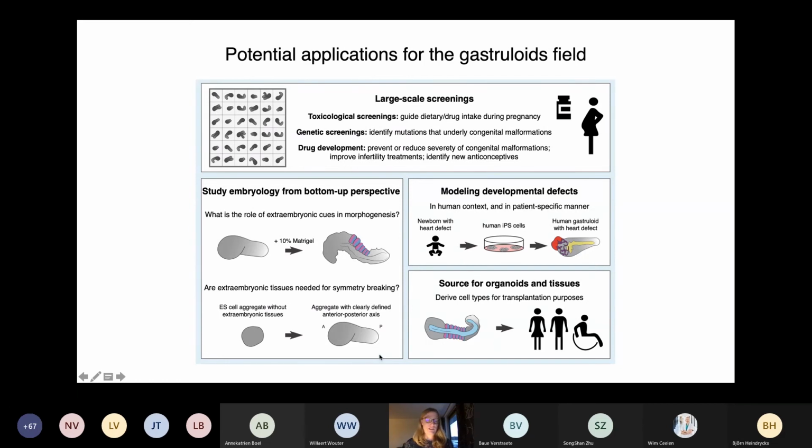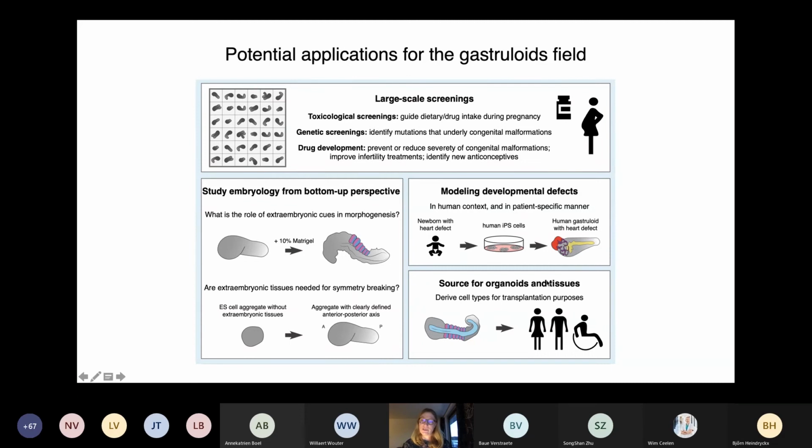Another interesting aspect of the system is that we can use it to study embryology from a bottom-up perspective. So we can use the system to, for example, study how the extra-embryonic environment impacts embryonic morphogenesis, and it's quite difficult to address such questions using in vivo embryos.